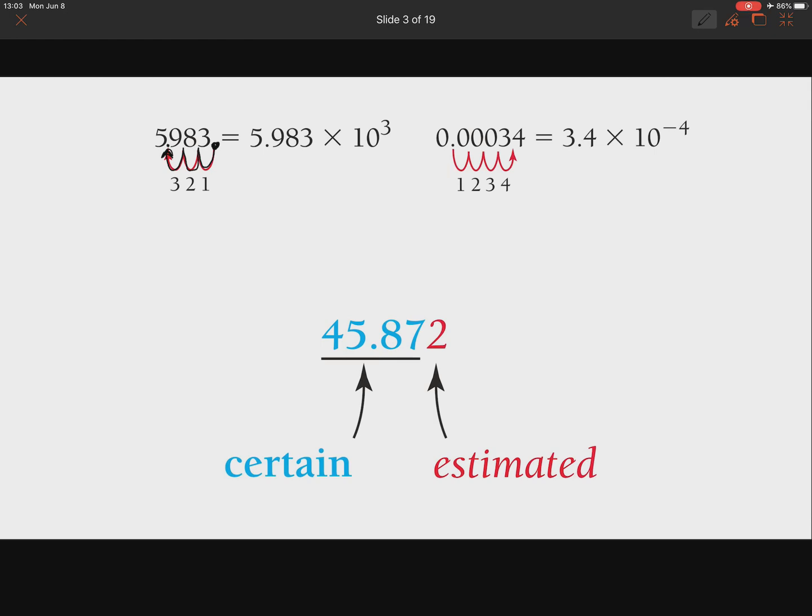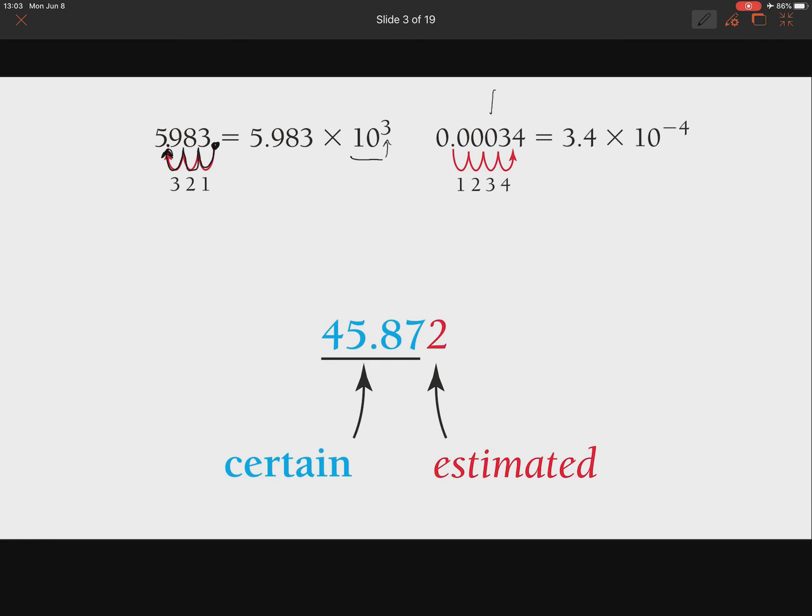This is the number 5. And then we moved over 3 places, and so we're going to raise 10 to the power of 3, because we moved 3 places. If the decimal place is moved to the left, then the exponent is positive. So in this case, it moved to the left, so it's positive. If the decimal point is moved to the right, the exponent will be negative.